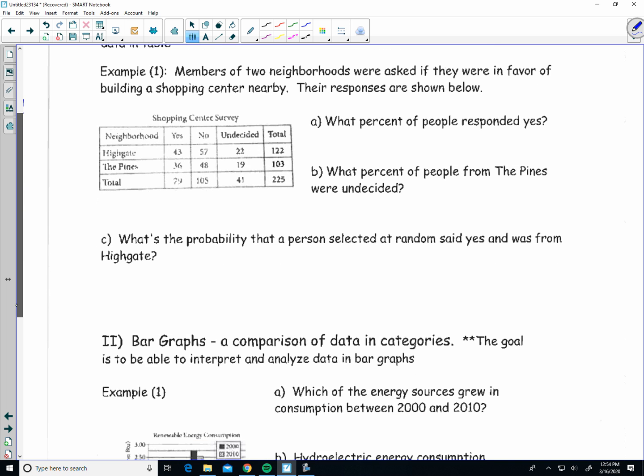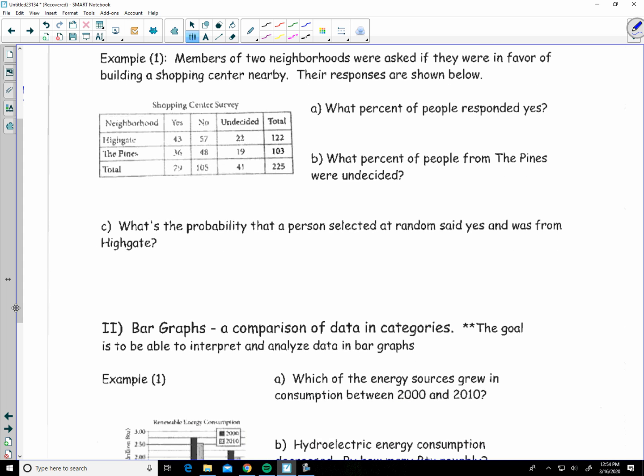Example 1 is talking about some neighborhoods. And it simply said, if a couple neighborhoods were asked if they would like to have a shopping center nearby, their following sample space, their data that they collected, could be represented here in the charts. So first question says, what percent of the people responded yes? Well, first of all, we were asking 225 people.